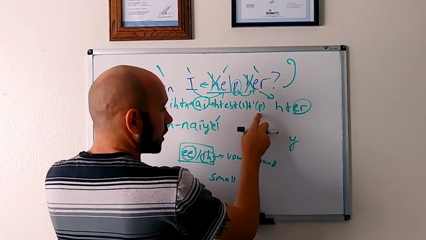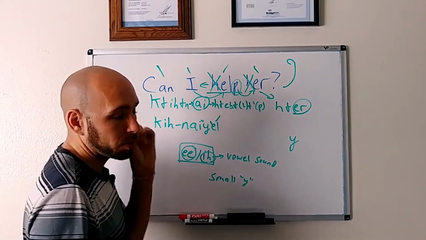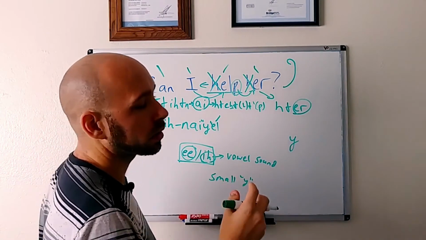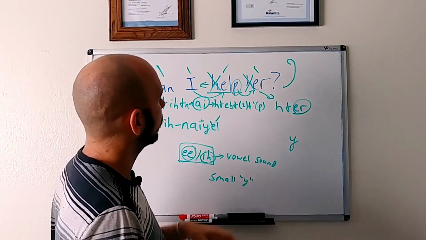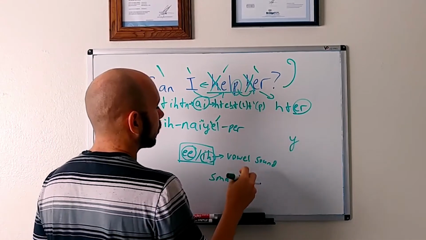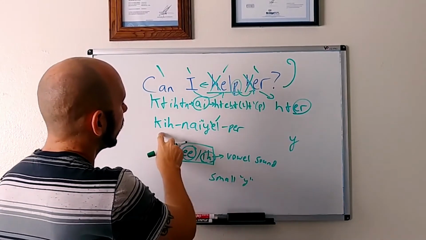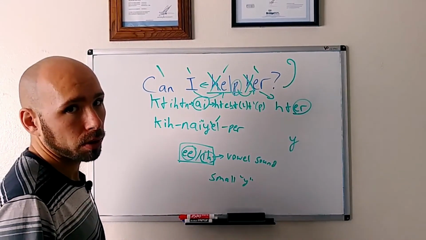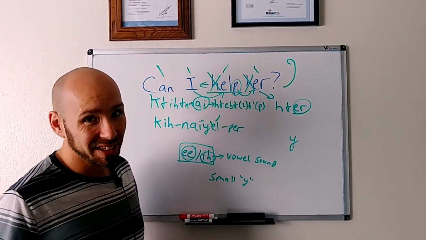So per. Now this is a soft P. Soft P. It's not per, like really strong. It's just a b. So we have Nyelper. Can I help her? Okay, so those H's just completely disappeared.